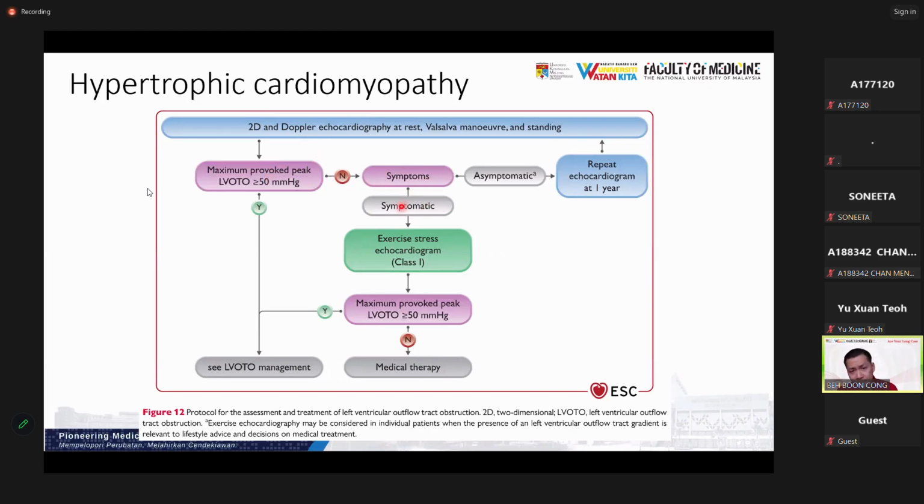You can use the exercise test to see whether they have any dynamic obstruction, because some patients may not have obstruction at rest. So when they go for exercise, they faint. These are the clues to tell you that they may have obstruction that is causing the patient's symptoms.